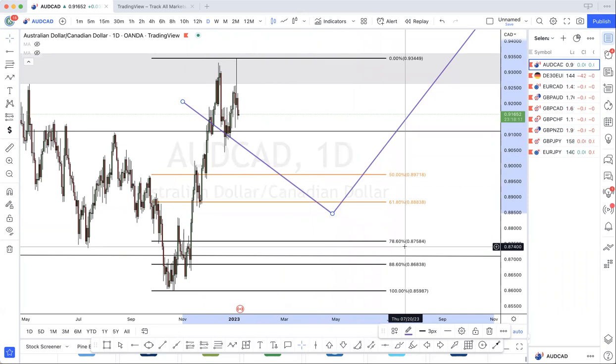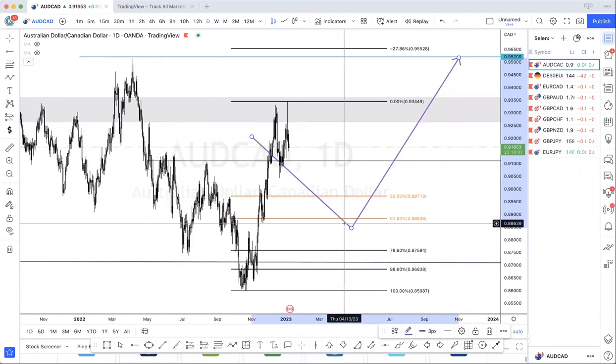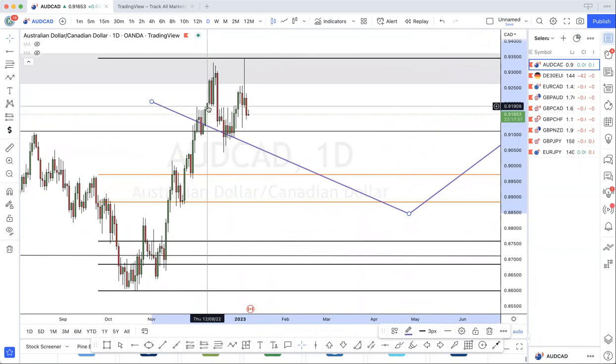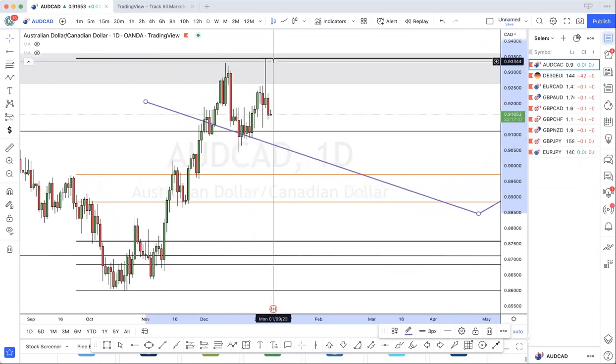If you know, you know that I look for M's and W's. That's pretty much how I trade. I look for M's and W's. So with that being said, price pulled back. It broke structure here. It broke structure here.